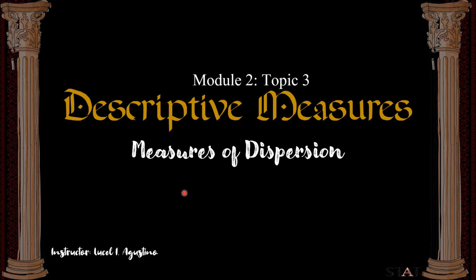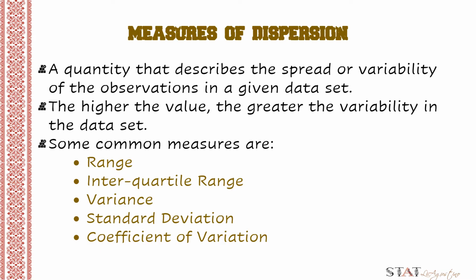This is our module 2, topic 3, measures of dispersion under descriptive measures. Last topic, we talked about the measures of location or central tendency, and you've learned that it will give us a typical value of our data set. So today, we'll be learning about the measures of dispersion. Why is it so important?